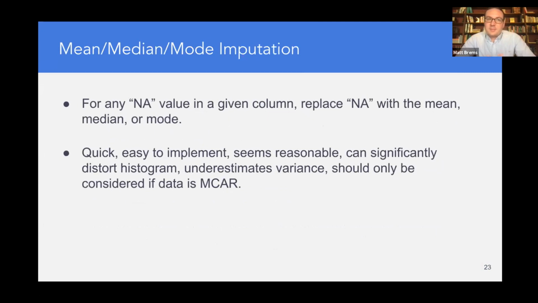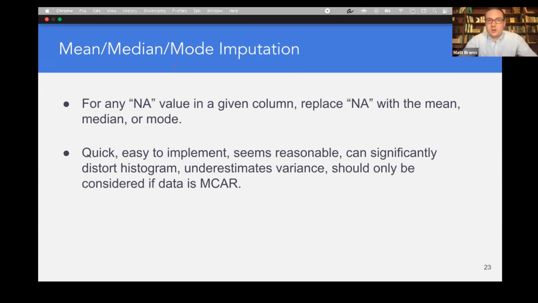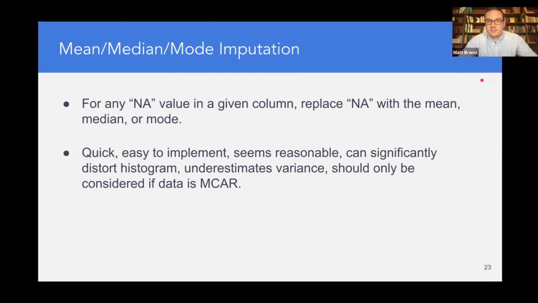Then mean, median, or mode imputation. For any NA value in a given column, you can replace your NA or your missing data with the mean or the median or the mode of your observed data there. Some considerations. This is quick. It's very fast to do. It's very easy to implement. It seems reasonable. If I've got missing values, the likeliest thing it's going to be is probably the mean or the median, right? Maybe the mode.